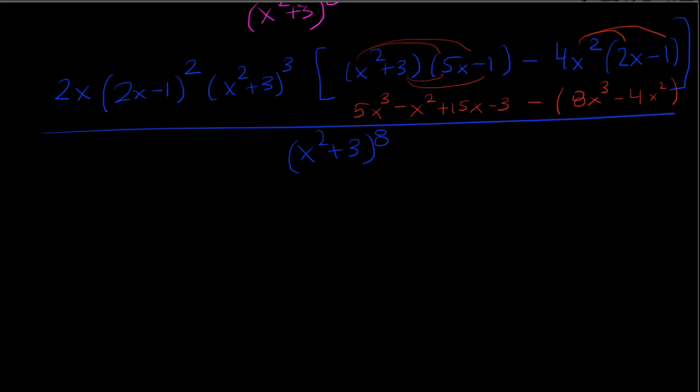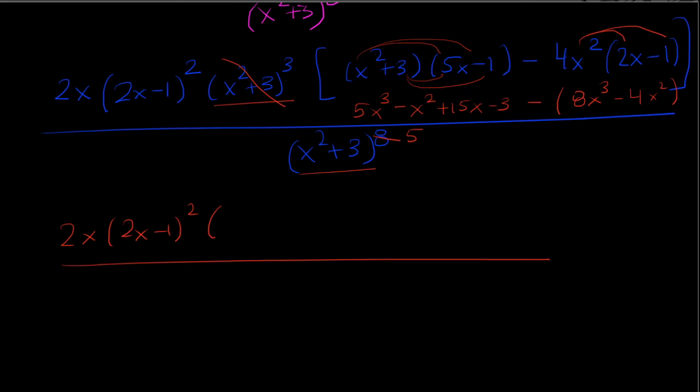Okay, so let's rewrite this now. And actually, before I write this, I have x squared plus 3 cubed, x squared plus 3 to the 8th. I'm going to cancel this, and I'm going to subtract 3 from the exponent. So that's going to be to the 5th power.